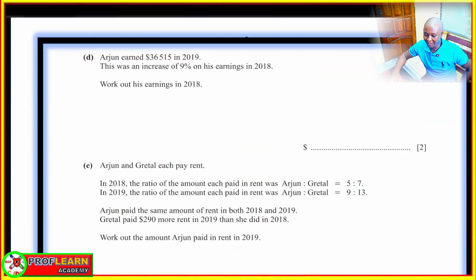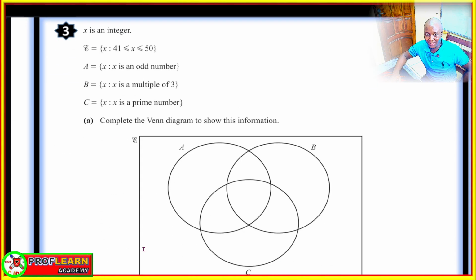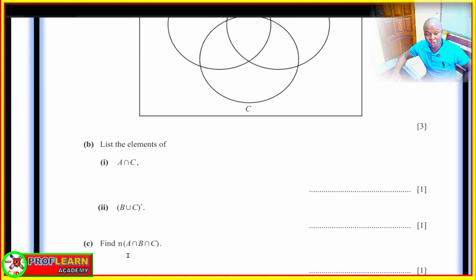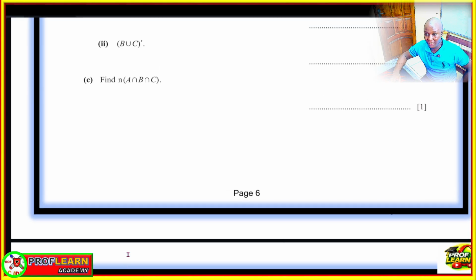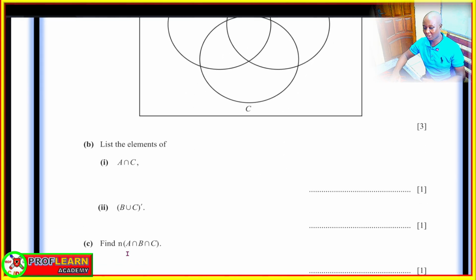So moving on, we can see questions to do with Venn diagrams, how to find intersection, how to find complement, how to find union, and all that. Probability even can be asked from this Venn diagram. So we are going to have a discussion on this.